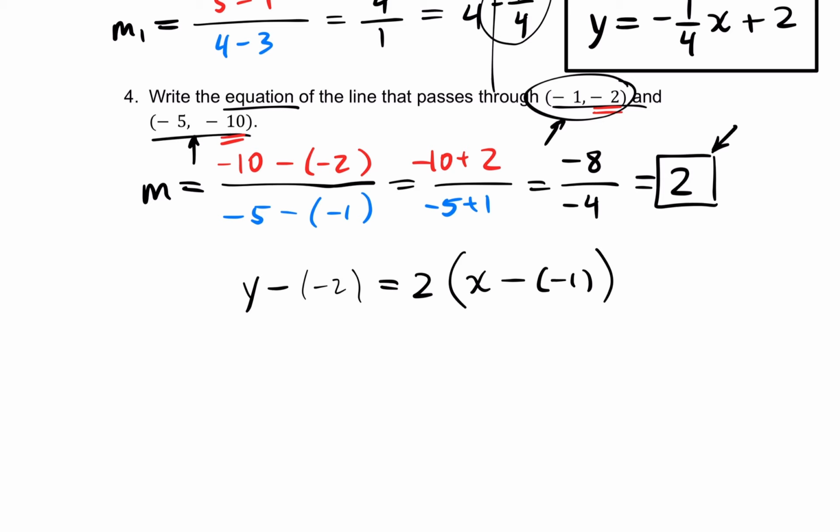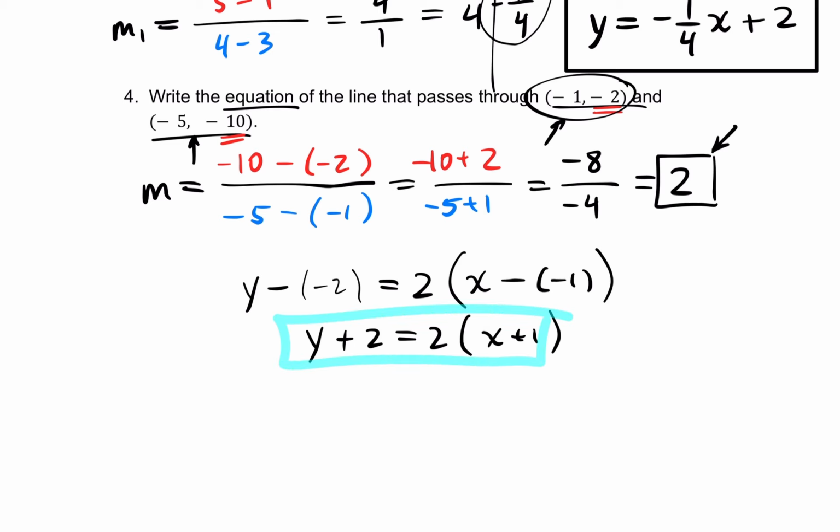Now, you can't change your point halfway through. You have to make sure, like if you pick y1, it comes from the same point as x1. Okay, so here's y1, here's x1 in this case. If you were to go here, this would be x2 and y2, right? So you have to make sure, just basically don't mix up your points. And then anyways, if I simplify, it'll be y plus 2 equals 2 times x plus 1.